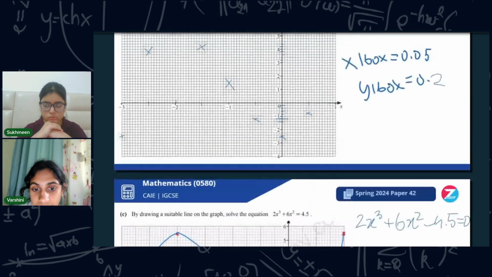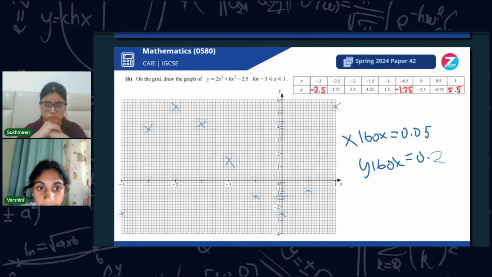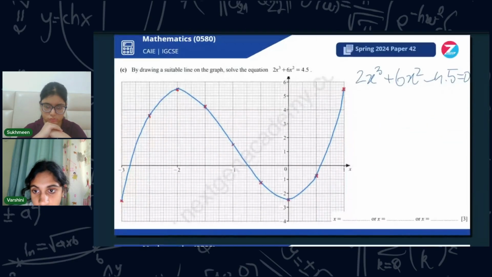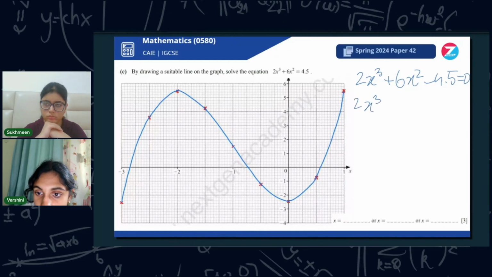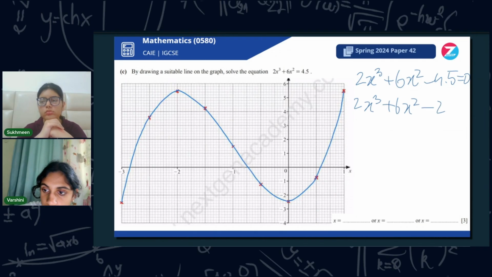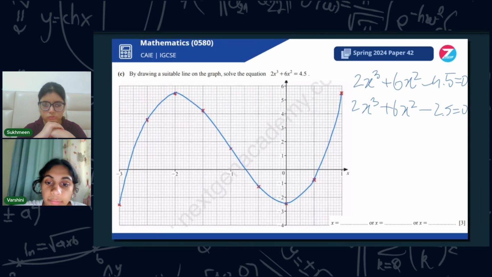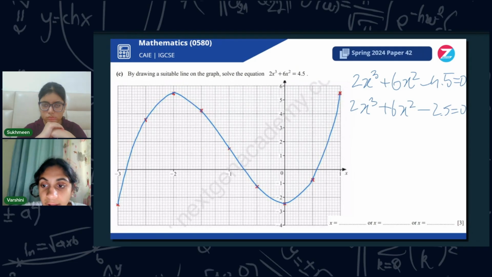And now let's rewrite our other equation over here, which is the graph. 2x cubed plus 6x squared minus 2.5 equals 0. So, what have we done? The question is to find the line on the graph. We need to know what has been done to this equation, the first equation, to make the above equation. So, what's different between these two equations? Let me just number these. Equation 2 and equation 1. So, equation 2 has minus 4.5 instead of minus 2.5.